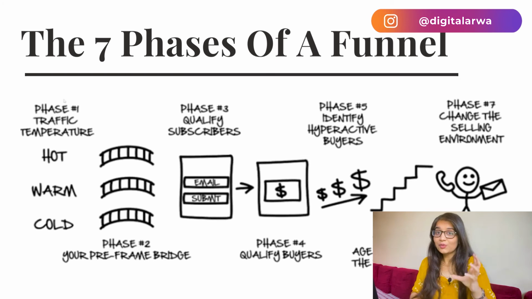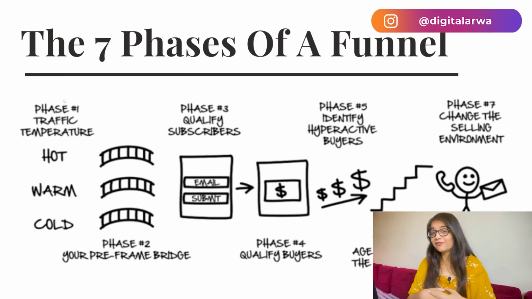After a certain number of customers have bought from you, you will know that this number of customers are buying from you time and again. So those will be qualified as hyperactive buyers. Once you have those hyperactive buyers, send them and the relationship into phase 6, and the last stage is finally changing their environment.